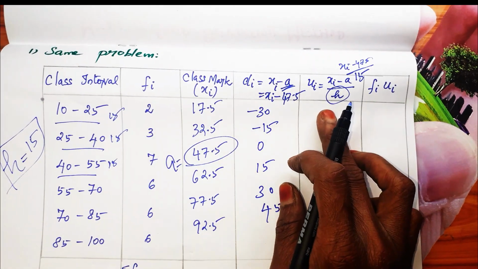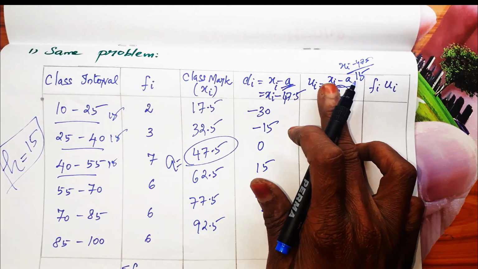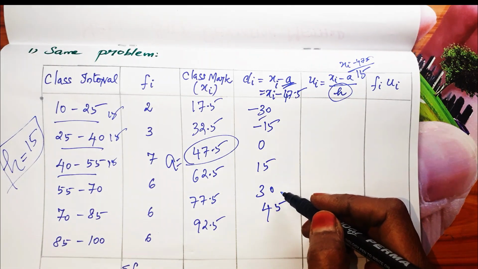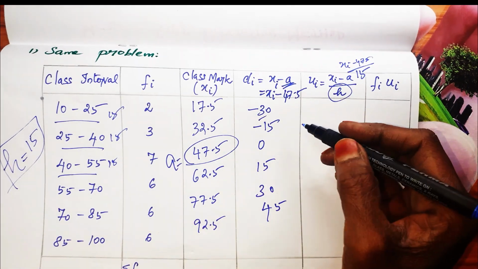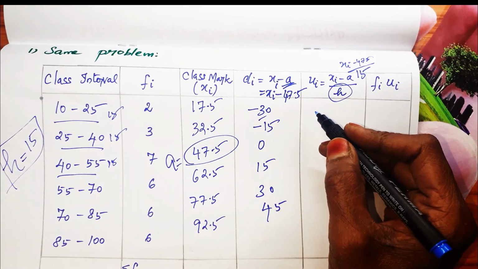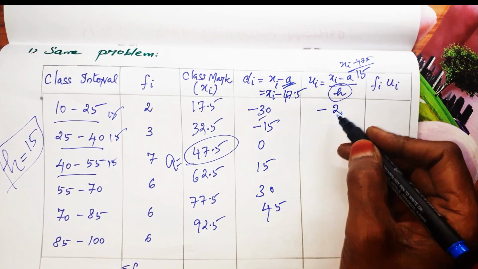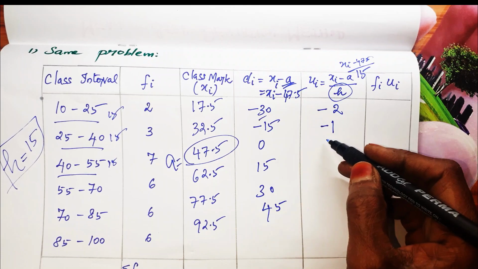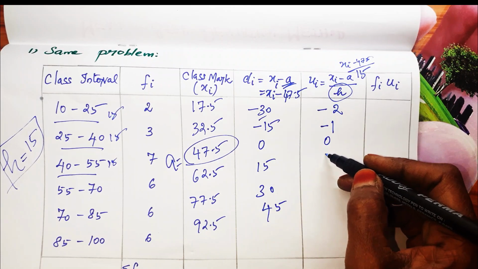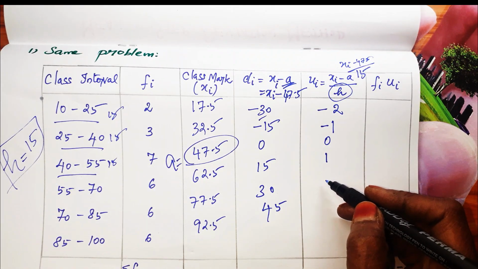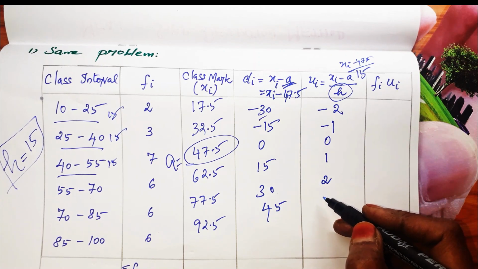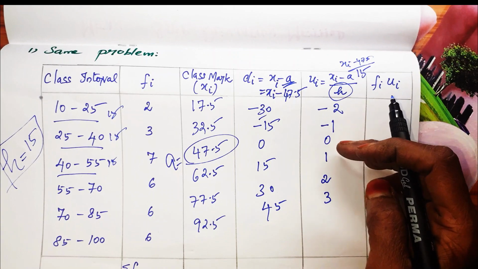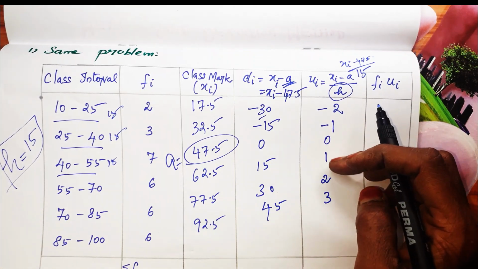Now come to the ui calculation. Ui is equal to xi minus a by h. So whatever value we are getting here has to be divided by 15. So minus 30 by 15, it is minus 2. Minus 15 by plus 15, it is minus 1. 0 by anything, 0. 15 by 15, 1. 30 by 15, 2. 45 by 15, 3. So we got ui values as minus 2, minus 1, 0, 1, 2, 3.